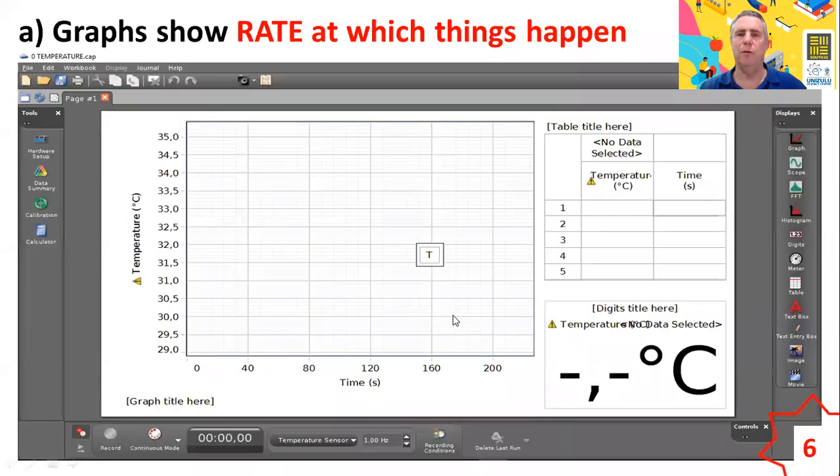So let's start with the first part. Graphs show the rate at which things happen. And for this, we're going to do a live experiment using some fantastic equipment. It's made by Pasco Scientific in America, and it's distributed in South Africa by PERT Industrials. And again, I really want to thank PERT because they have sponsored the Science Centre with a large amount of this equipment. Now, we're going to do an experiment looking at the rate of temperature change.